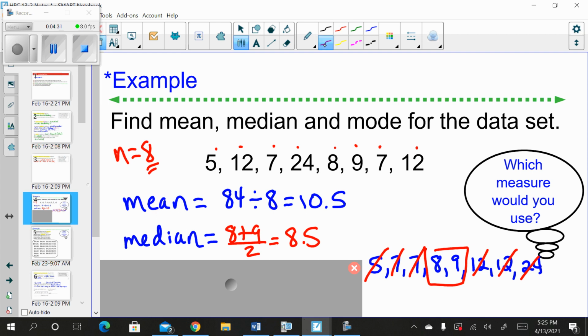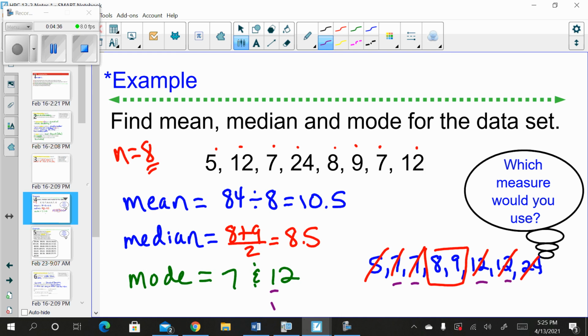Well, it looks like we have 2 7s and we have 2 12s, so it's actually a 7 and a 12. So this is one of these that we would call bimodal because there's more than one mode. Bi meaning 2, so it'd be bimodal.